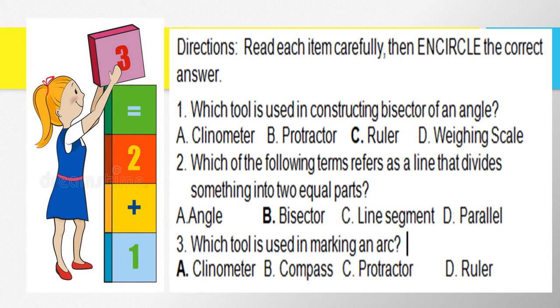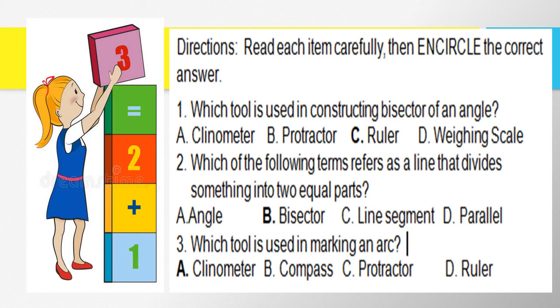Number 2. Which of the following terms refers to a line that divides something into two equal parts? A. Angle, B. Bisector, C. Line segment, D. Parallel. The answer is letter B. Bisector, because a bisector is a line that divides something into two equal parts.